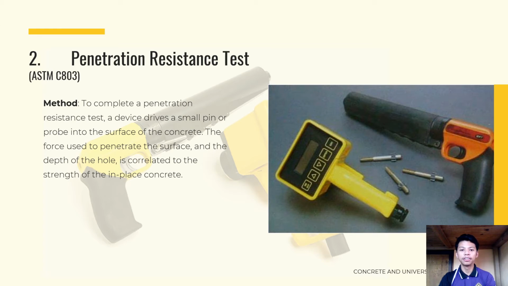Ang concept po dito ay yung lalim ng pagkakabaon ng probe or alloy steel ay depende sa compressive strength nito. Ang kadalasang size ng probe na ginagamit dito ay 6.5 mm diameter at 8 cm length. Ang disadvantage po nito ay low accuracy ang test na ito.